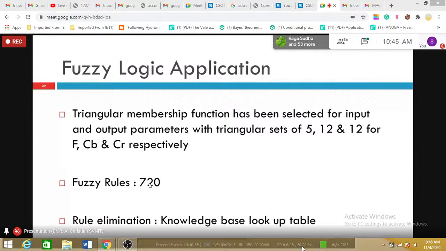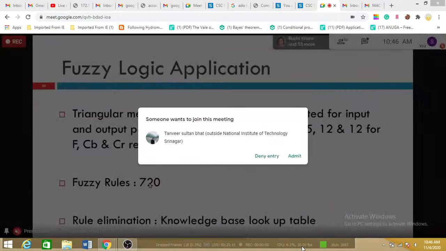Just as I told you, we started understanding this with 4 or 5 rules, but when we actually apply this rule-based system to your problem, the rules may be 700, 800, 80, 90, whatever. So logically, what has happened is that MATLAB has picked up each of this 5, 12 and 12 sets and framed 720 rules.